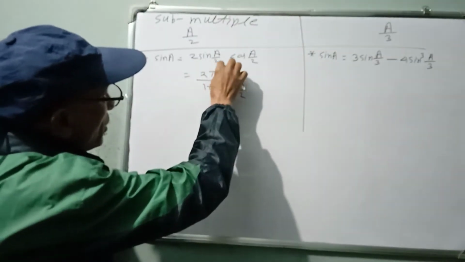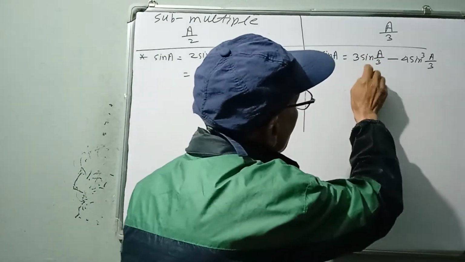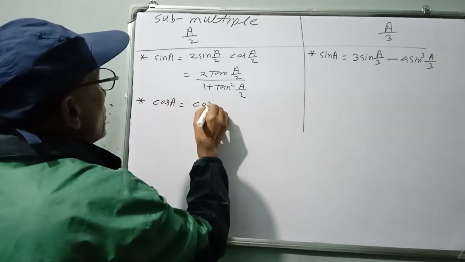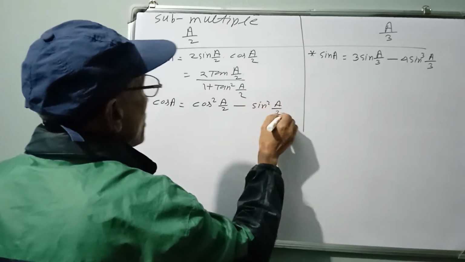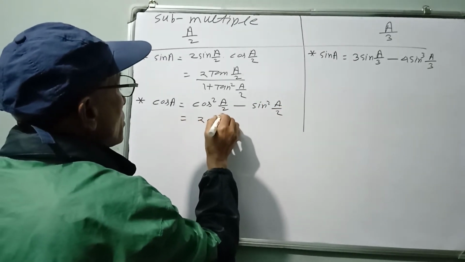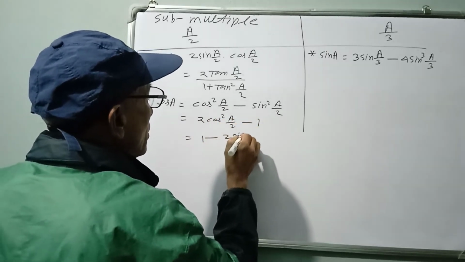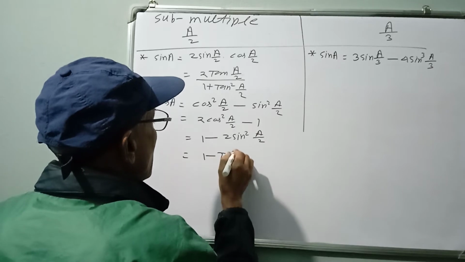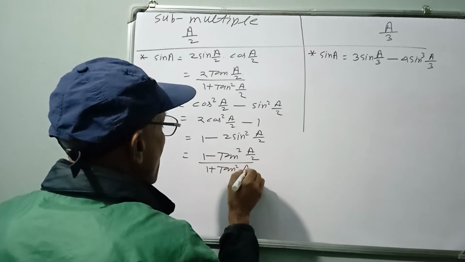यहाँ के को भ्यालु दिएको छ. If A by 2 is given, put half angle. If A by 3 is given, put sub triple angle. Another, cos, in the same way, cos A half angle formula: cos square A by 2 minus sine square A by 2, or 2 cos square A by 2 minus 1, or 1 minus 2 sine square A by 2, or in terms of tan, 1 minus tan square A by 2 upon 1 plus tan square A by 2.